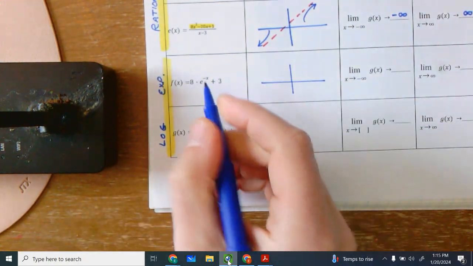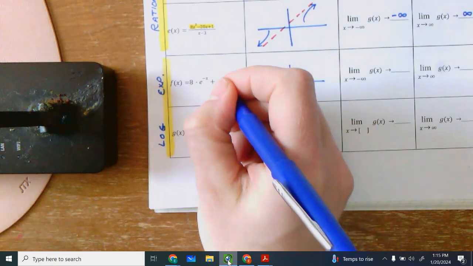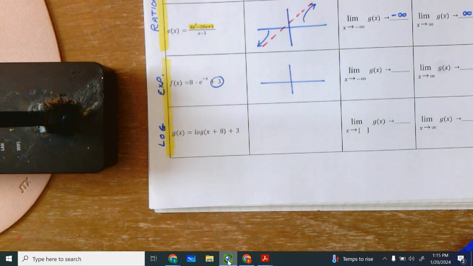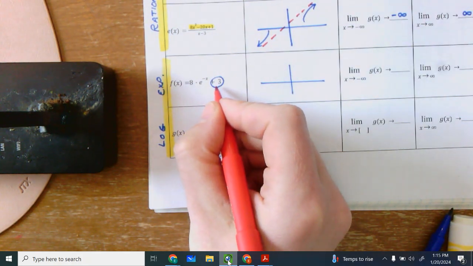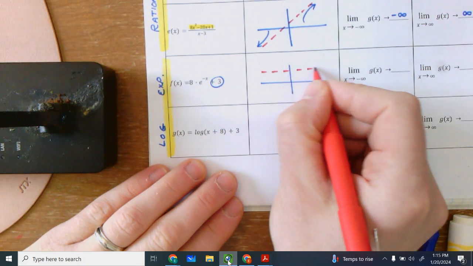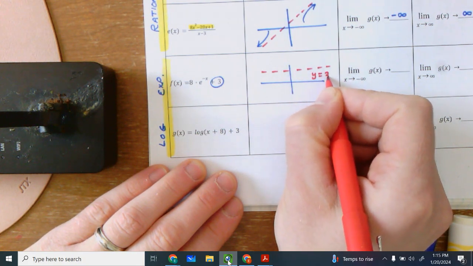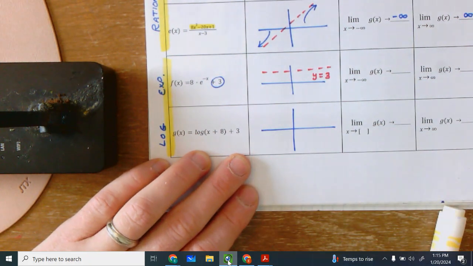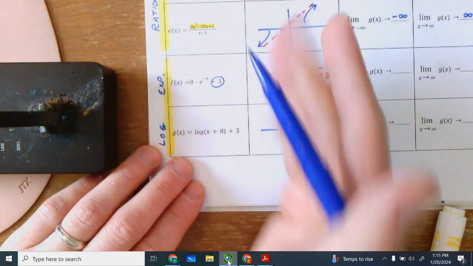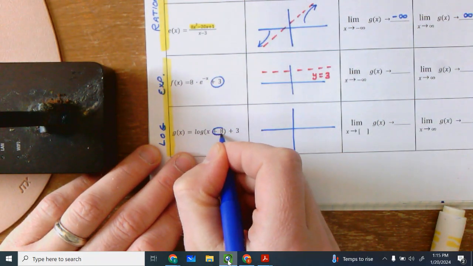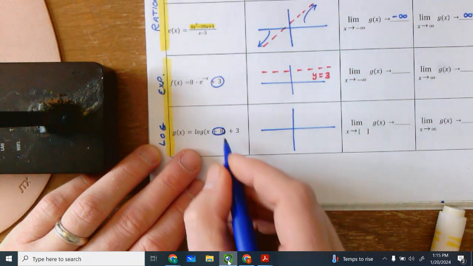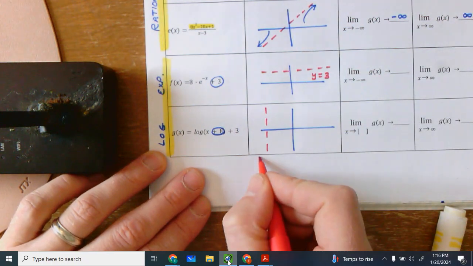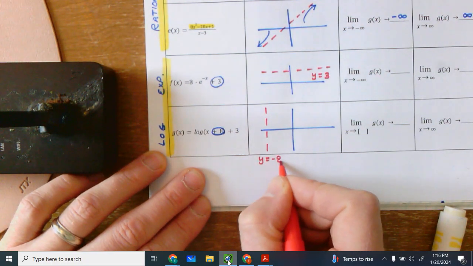Let's go. For the first one, this is an exponential, and for an exponential, the asymptote is going to be determined by the shift up and down. So this 3 right here tells us that there will be an asymptote at y equals 3. Whereas for the log function, we know that the asymptote is going to be vertical, and that means that it is controlled by the horizontal shift. So this +8 tells us that we're going to have an asymptote at x equals -8.